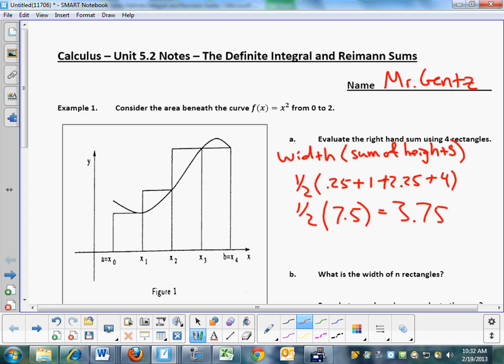Okay, we come up with a total of 3.75. You tell me, is that an overestimation or an underestimation? Overestimation, and you could tell because as you look at each one of these rectangles, I'm overlapping in each scenario. You know that that's the case.